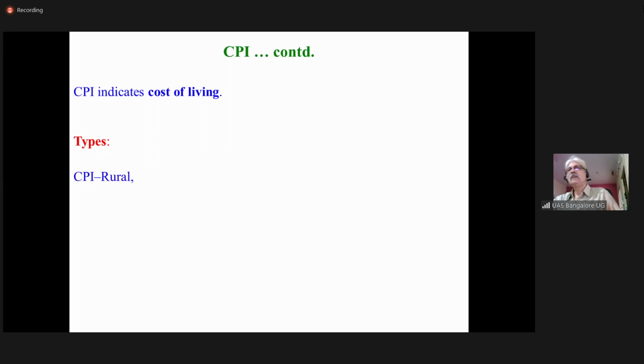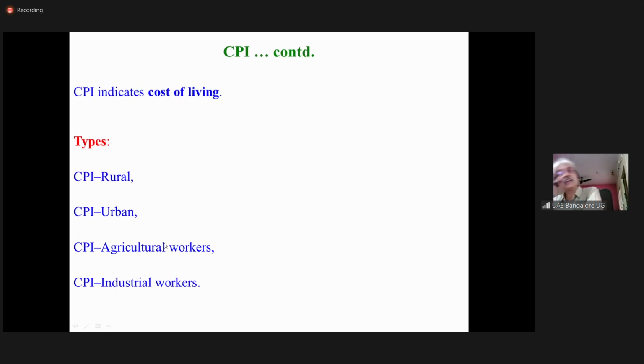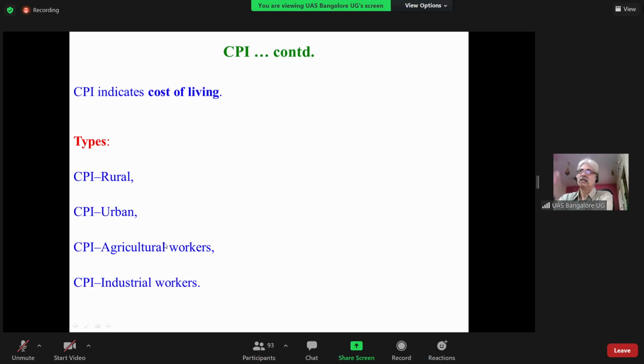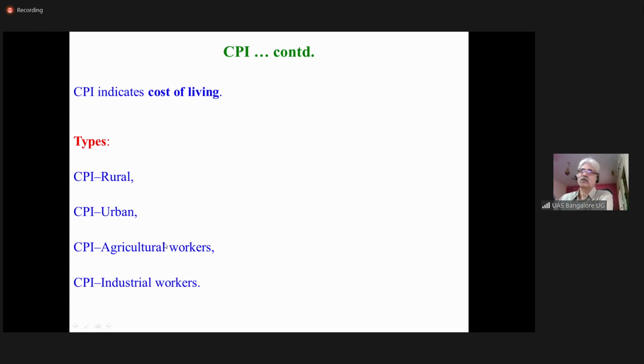Types: CPI rural, the consumer price index for rural people; CPI urban, for urban people; CPI agricultural workers; and CPI industrial workers, and so on. So it is not one figure for the entire population, because their lifestyles, their cost of living, and their income levels all differ. So different types of consumer price index are worked out.